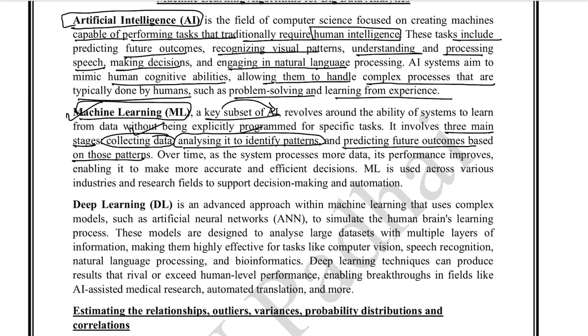So over time, what happens is the system, as you are giving more data to it, its performance will improve, and then it will give more accurate and efficient decisions. Obviously, because if your data set is very huge, then it will get improved performance, because it can analyze the patterns more properly and predict the future outcomes with high probability. So this is all about ML. So next we have deep learning.